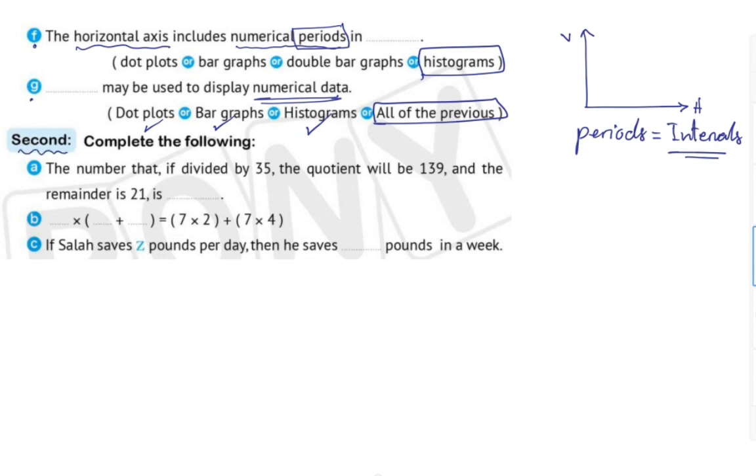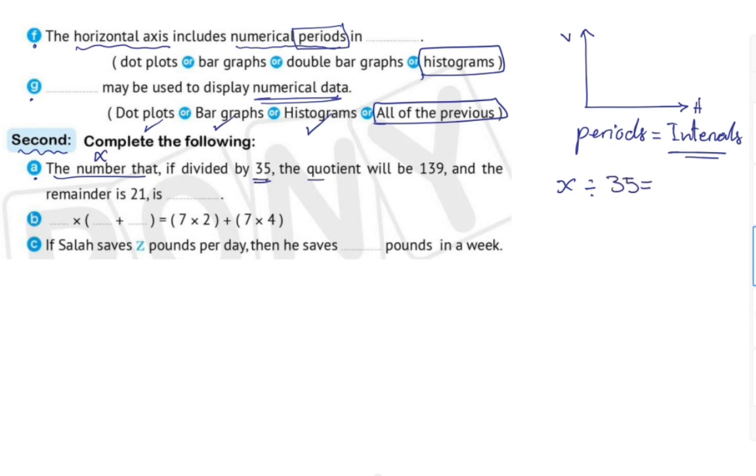Okay, let's go to the second part. Complete the following. Point A, the number that if divided by 35, the number is any number like x divided by 35.